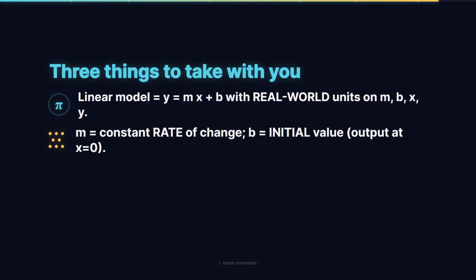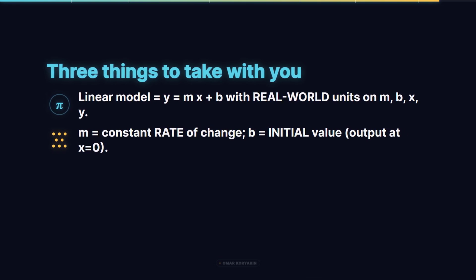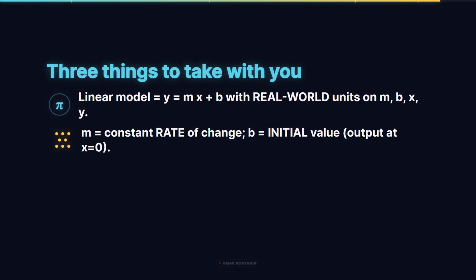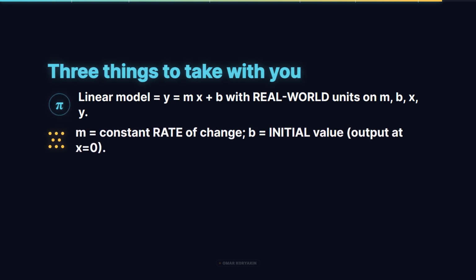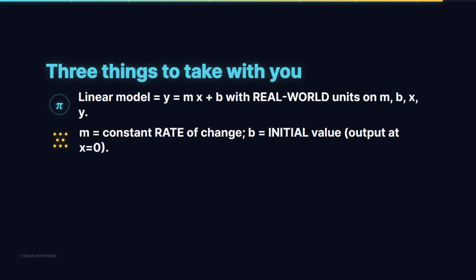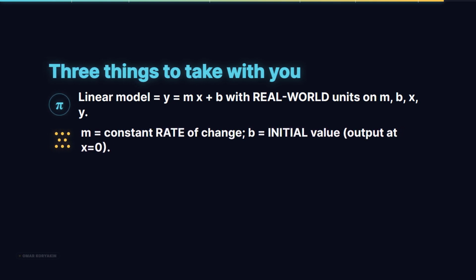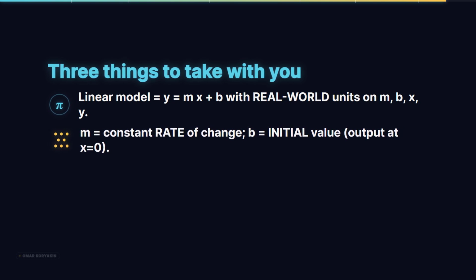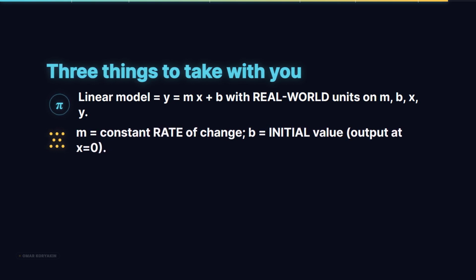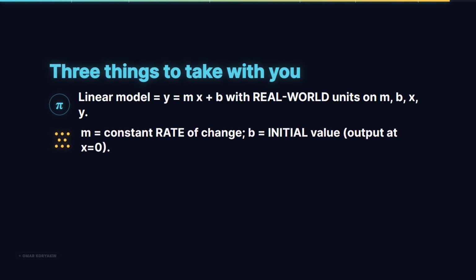Second, the slope m is the constant rate of change of the output per unit change in input, with units like dollars per hour or gallons per minute. The intercept b is the initial value of the output when the input is 0. Read the units carefully when building the model. Rate has units of output per input, initial value has units of just output. Wrong sign and swapped roles errors disappear when the units are tracked deliberately.